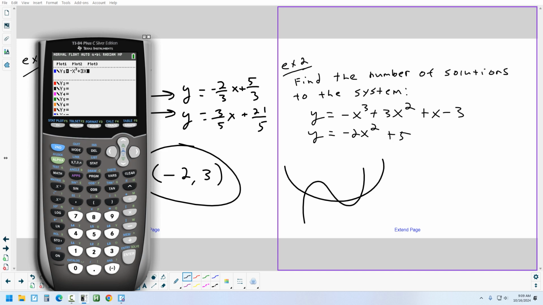Plus 3x squared plus x plus 3, and negative 2x squared plus 5. I'm going to start with zoom 6, but I don't know if that's going to be good enough because, okay, well there's my cubic. The parabola is going to open down because it's a negative 2.